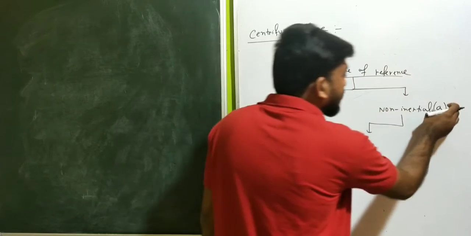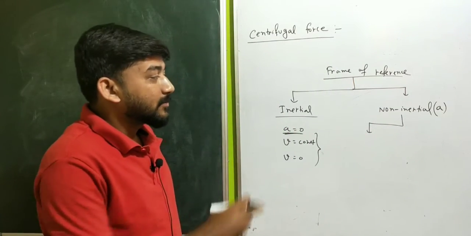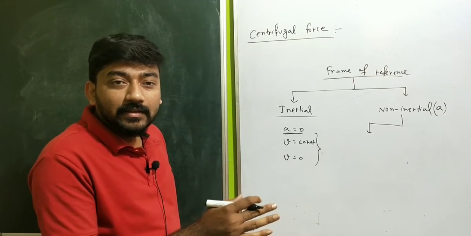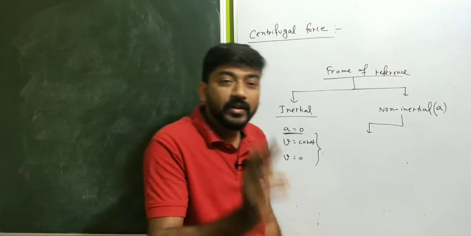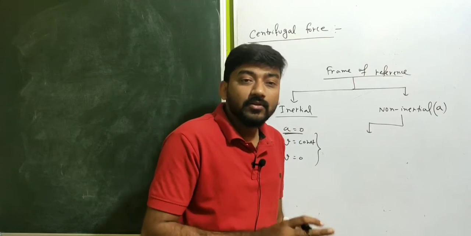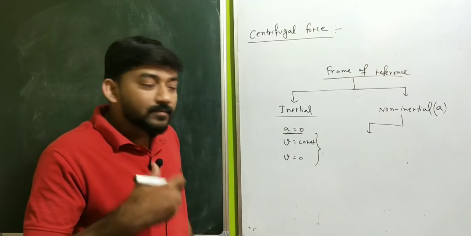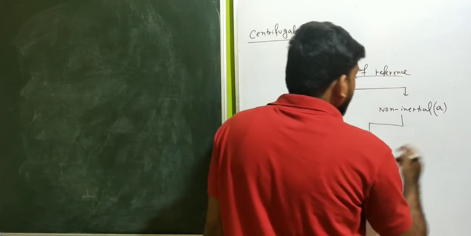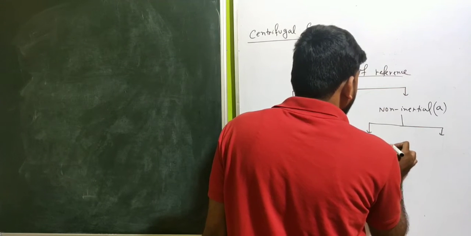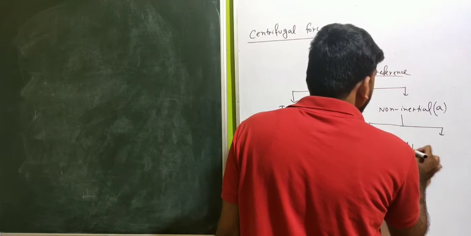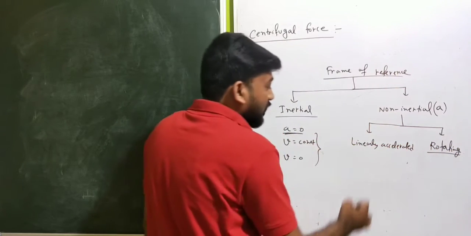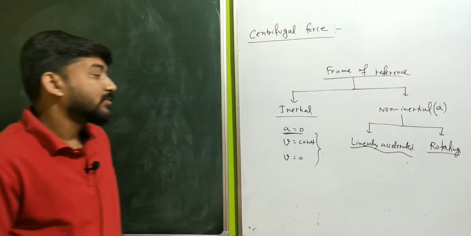But in a non-inertial frame there is always acceleration, v is not equal to constant. This acceleration may arise in two forms. One is when the motion is linear, so that is a linearly accelerated motion, and the other is rotating. When the particle or the frame of reference is rotating, there will also be acceleration. So non-inertial frames are of two types: one is linearly accelerated, and another is rotating.